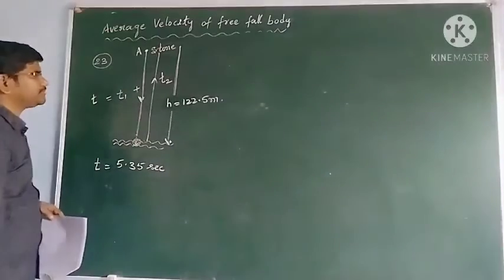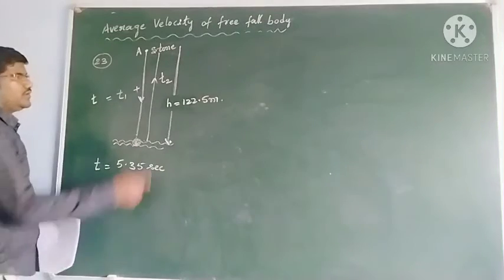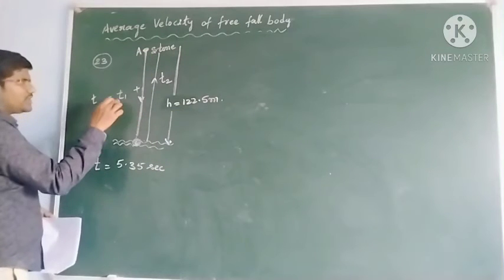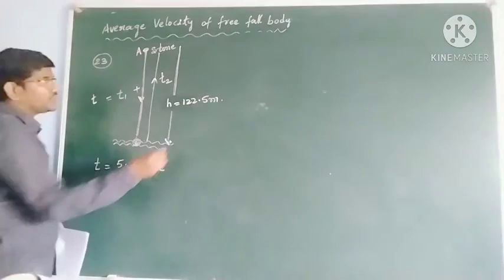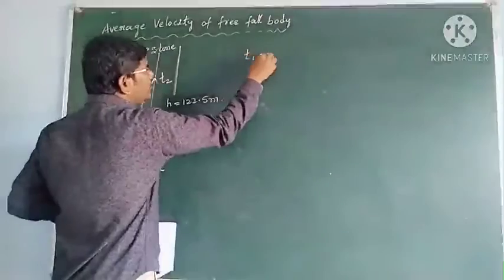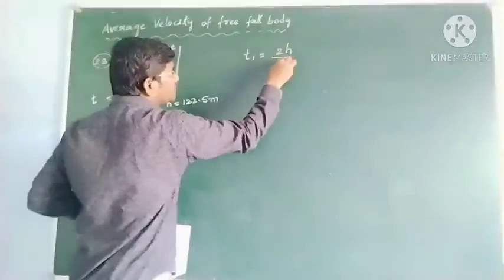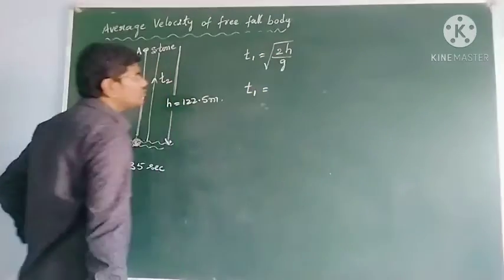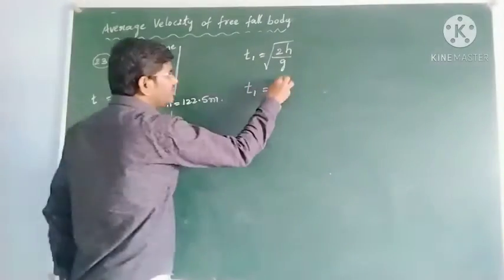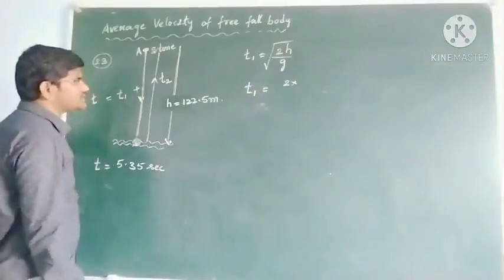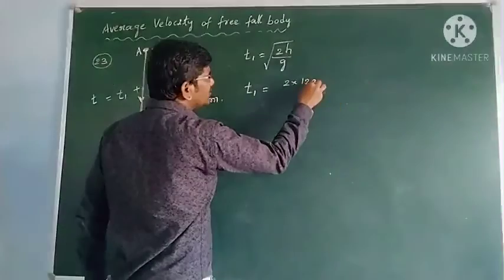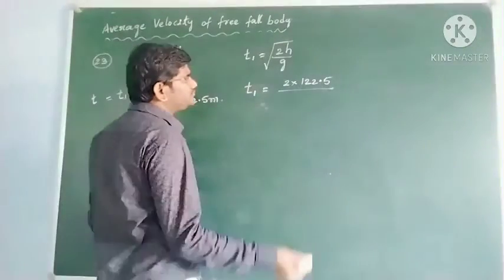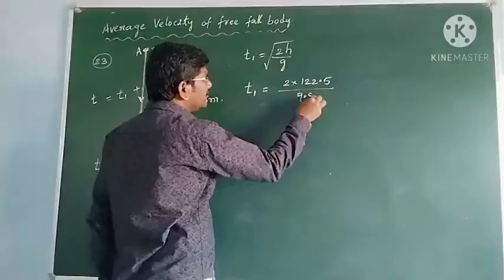Okay students. We know the depth of the well is 122.5. From here the stone is dropped. How much time it takes for the downward journey we will come to know. t is equal to root over 2h by g. So this is t1, t1 is equal to root over 2h by g. Then 2 into h value, how much? h value is 122.5, by g value, we will write 9.8.